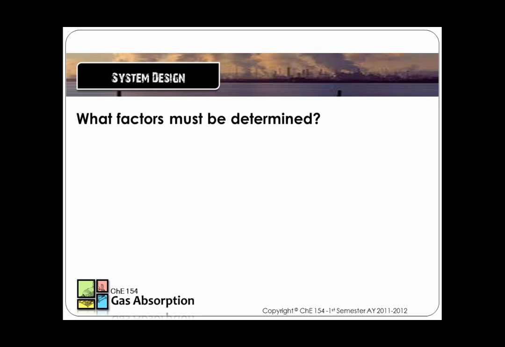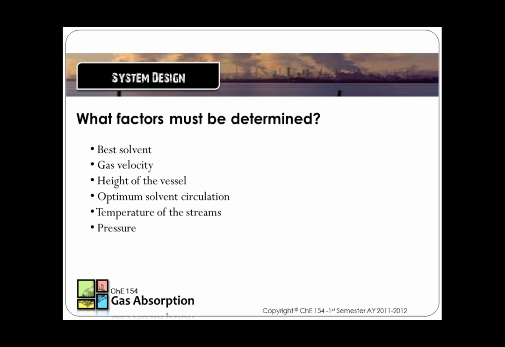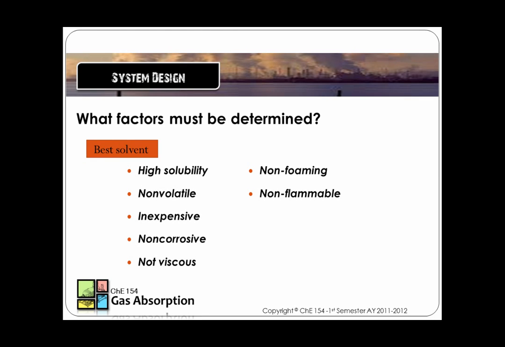Factors that must be determined in a system design are the solvent, gas velocity, height of the vessel, optimum solvent circulation, temperature of the streams, and the pressure. The best solvent should have high solubility. It should also be non-volatile, inexpensive, non-corrosive, not viscous, non-foaming, and non-flammable. For most gases, we use water. For light hydrocarbons, oil is used as the best solvent.